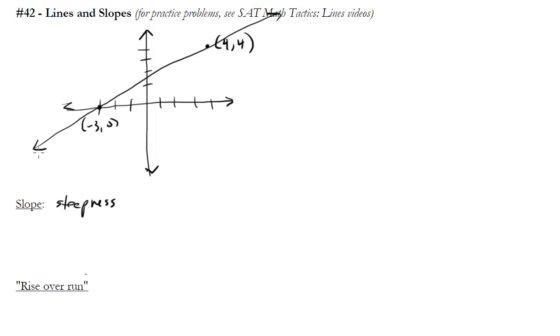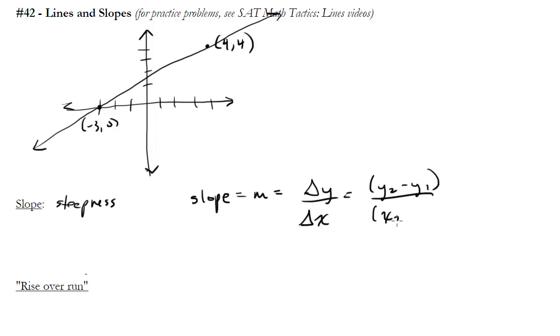If it's positive, it's going to be going from lower left to upper right. If it's negative, it's going to be going in the other direction. Now, how do we figure slope? This is one of the formulas that is not on the test. Now, slope, which is equal to m, is equal to the change in y over the change in x, or, given points, y2 minus y1 over x2 minus x1.